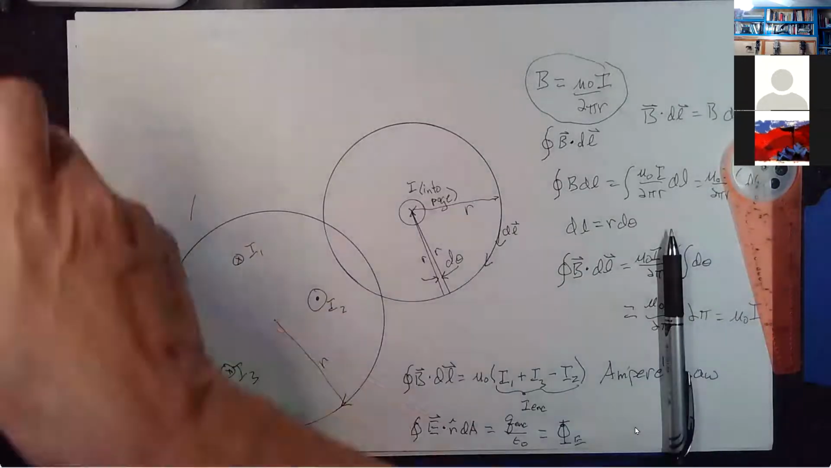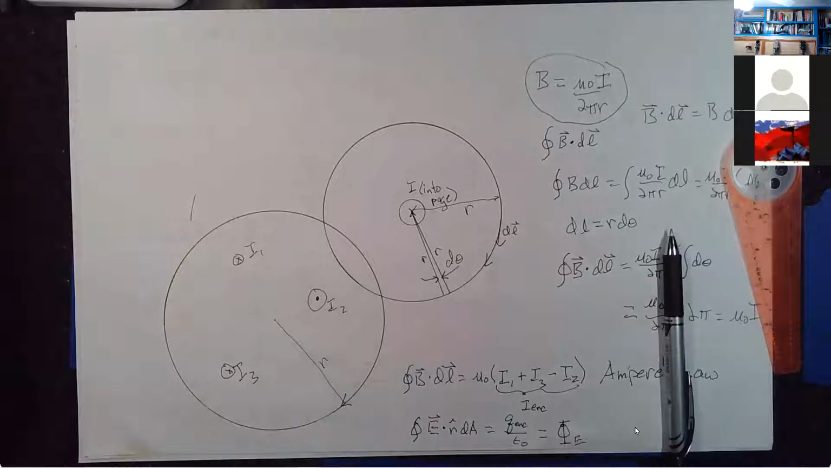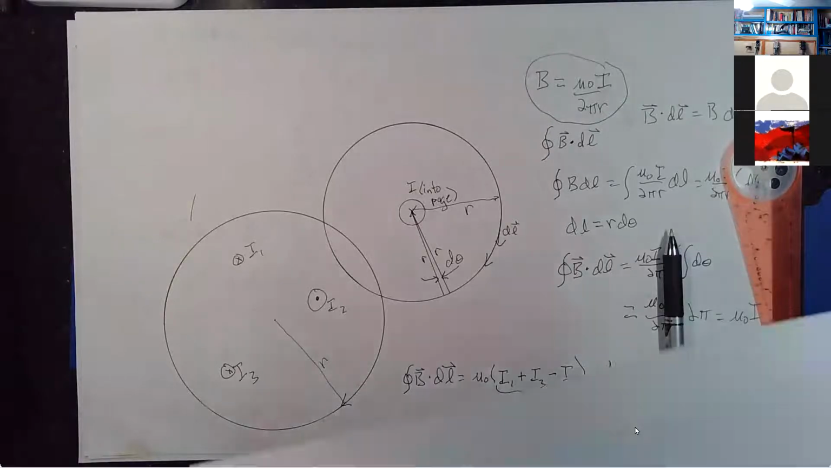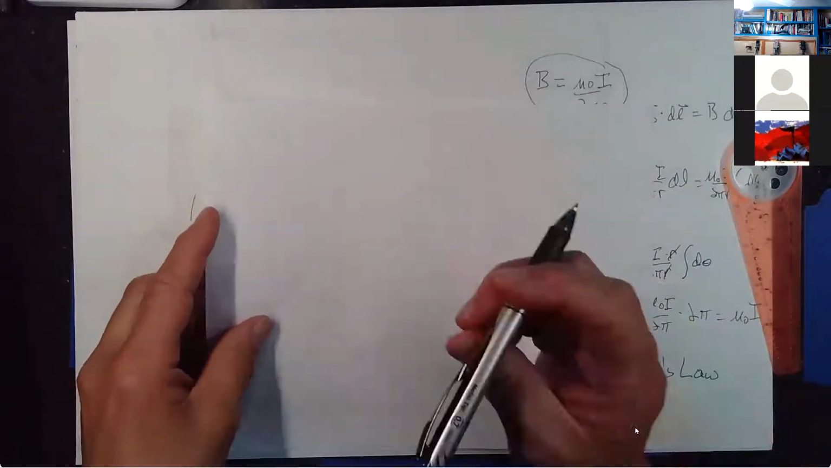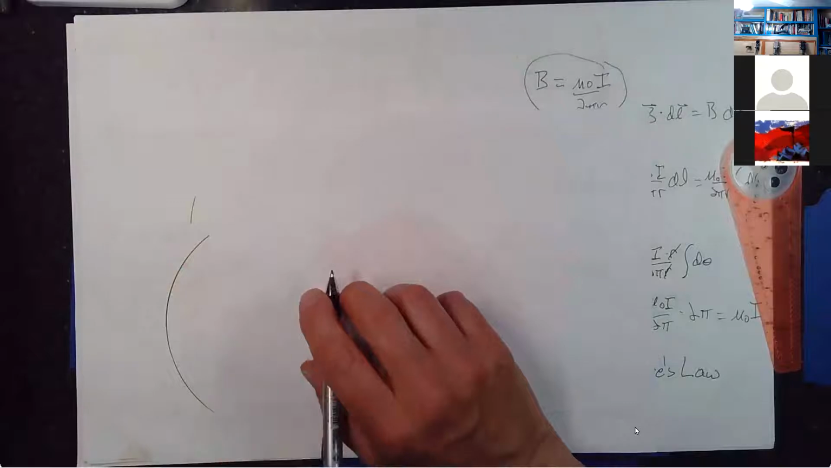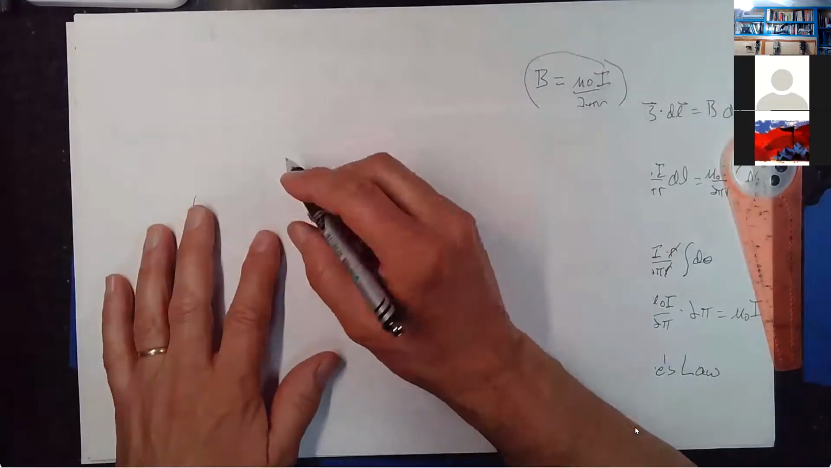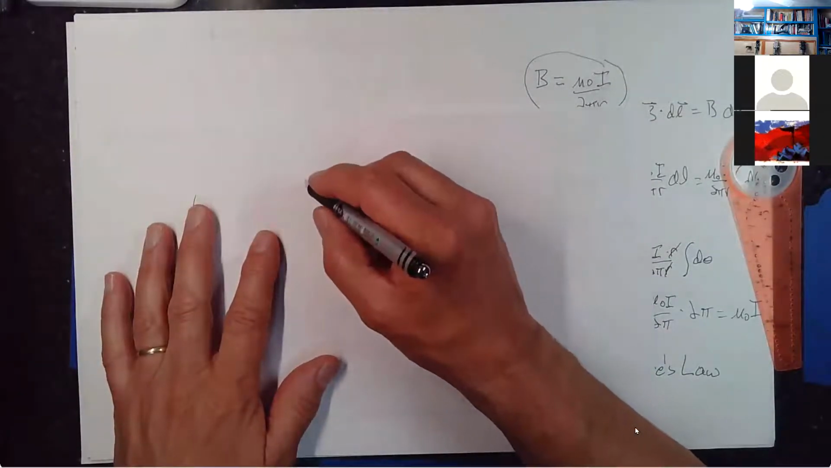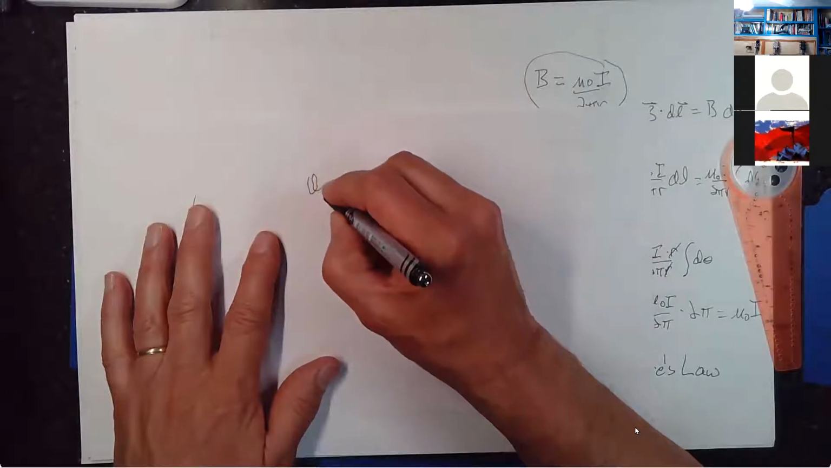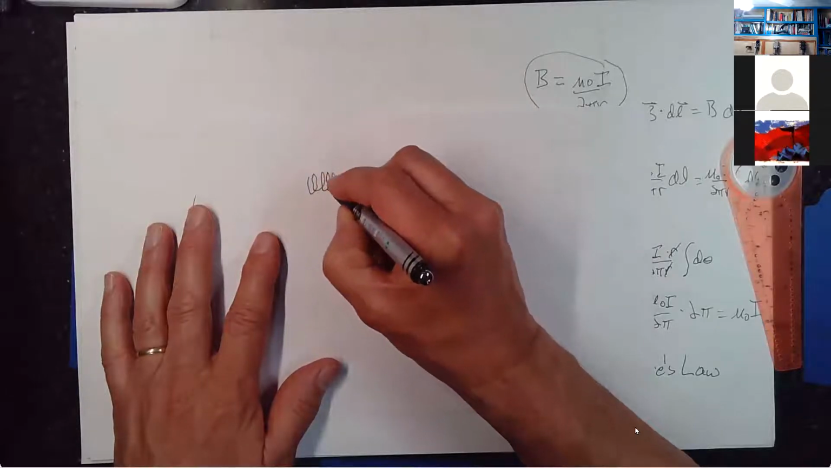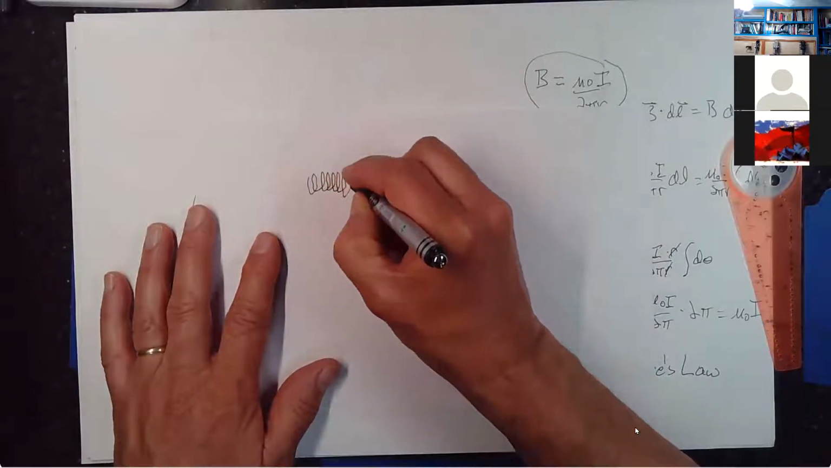In the book, they go through some examples of using Ampere's law to figure out the magnetic field inside of a solenoid and also inside a toroid. And what a solenoid is, is a very closely wound coil of wire.